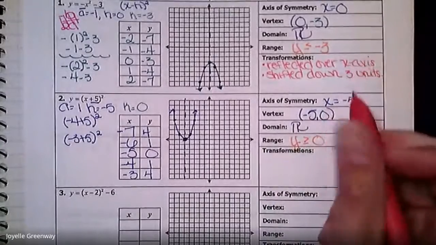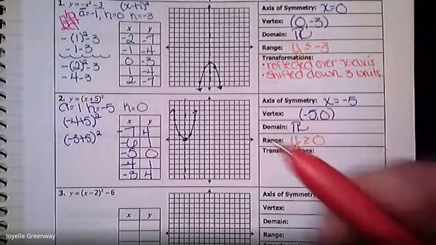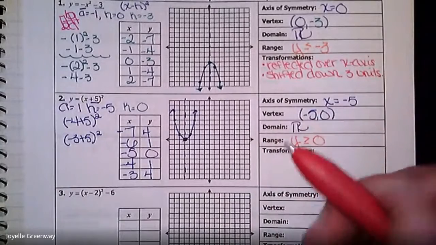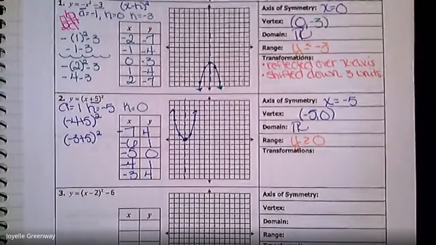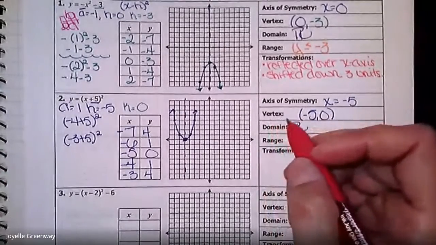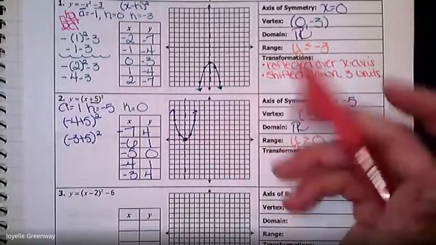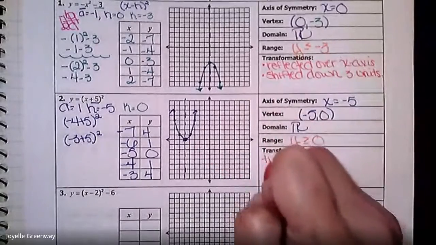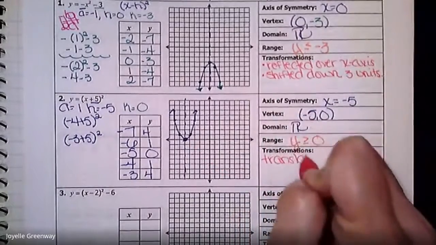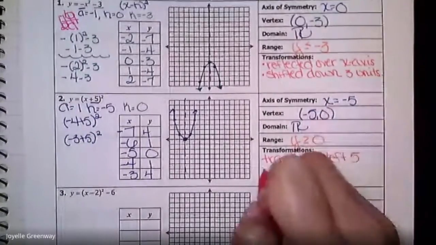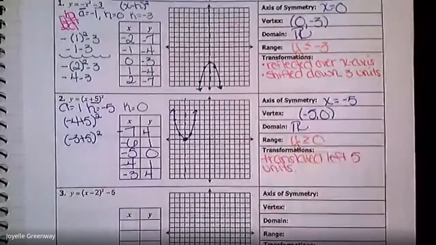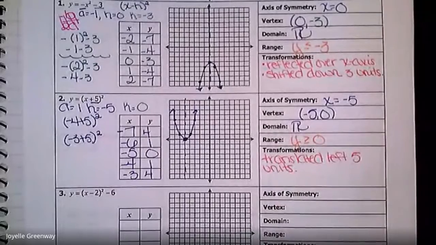The transformations, my a was 1, and it was positive, so it was not stretched, it was not compressed, it was not reflected. So you don't need to say everything that it's not. I'm just going through that with you. So the only transformation that happened from this parent function was a translation left 5 units. That's it. Okay.